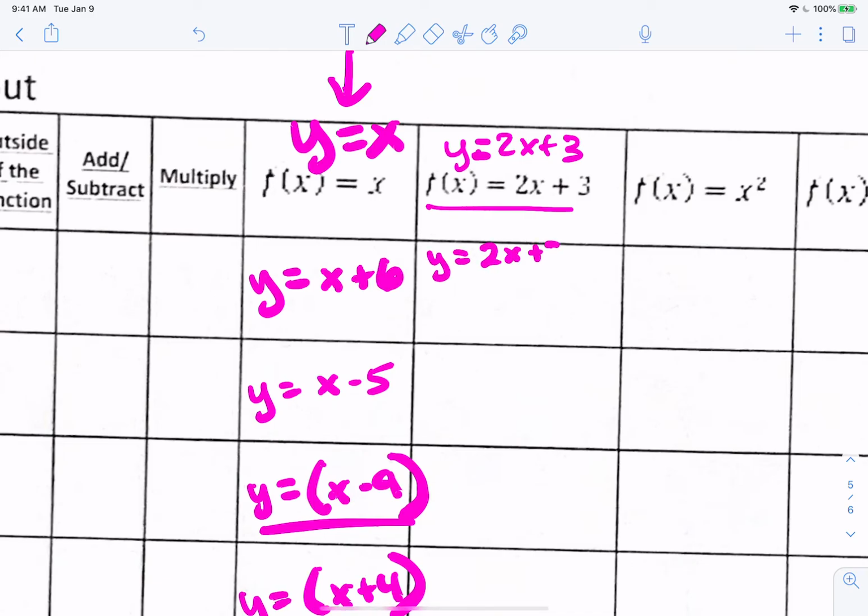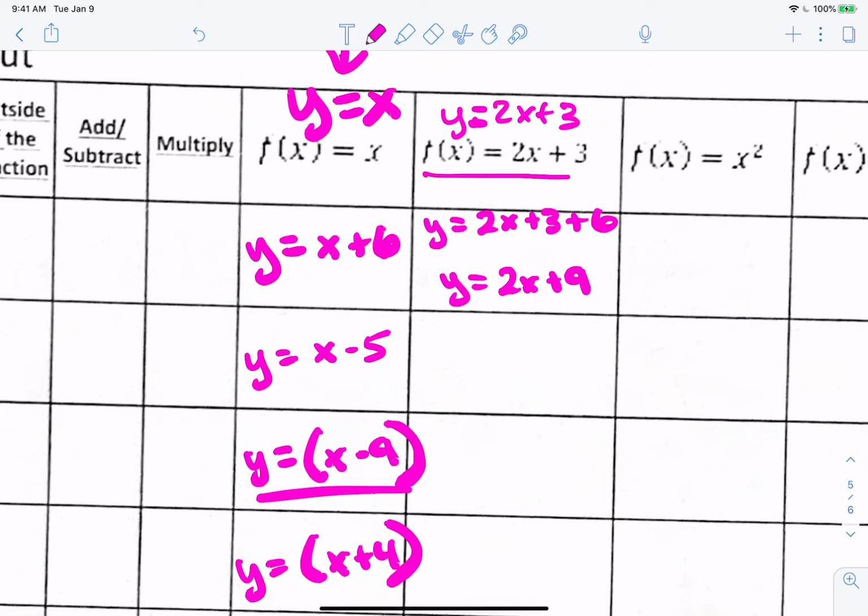Yeah, it's 2x plus 3 plus another 6, or y equals 2x plus 9, right? You would combine those terms. So that's what he would look like, okay? If you're starting with 2x plus 3 and you move him 5 units down, y equals 2x plus 3 minus 5, so y equals 2x minus 2. Make sense?